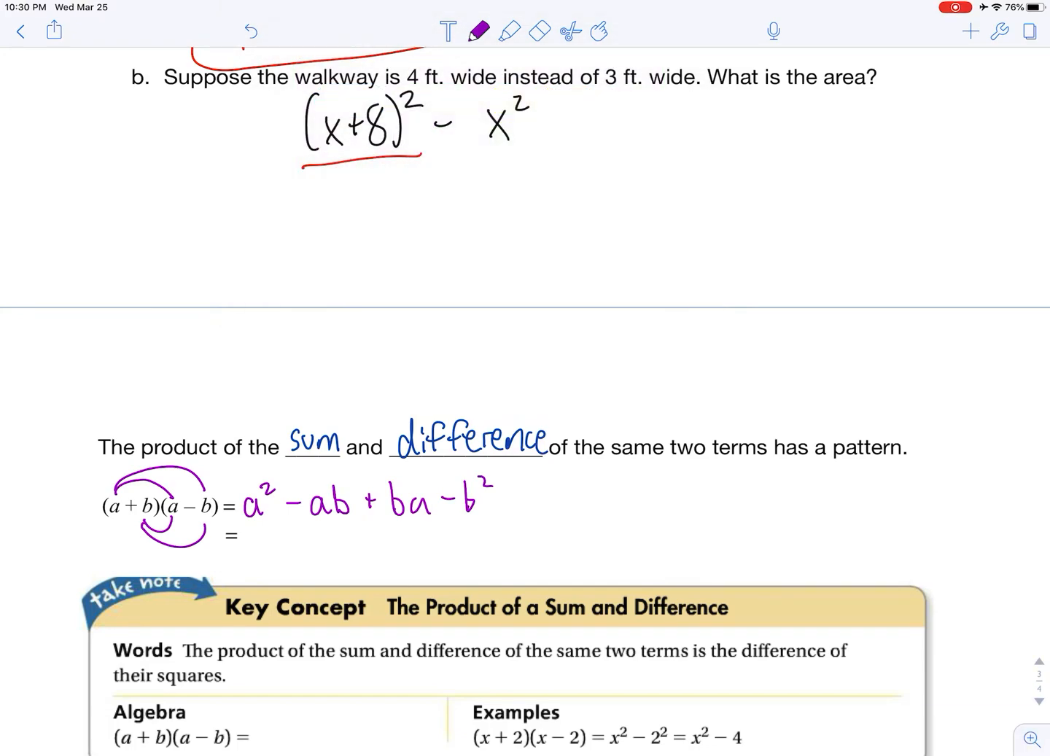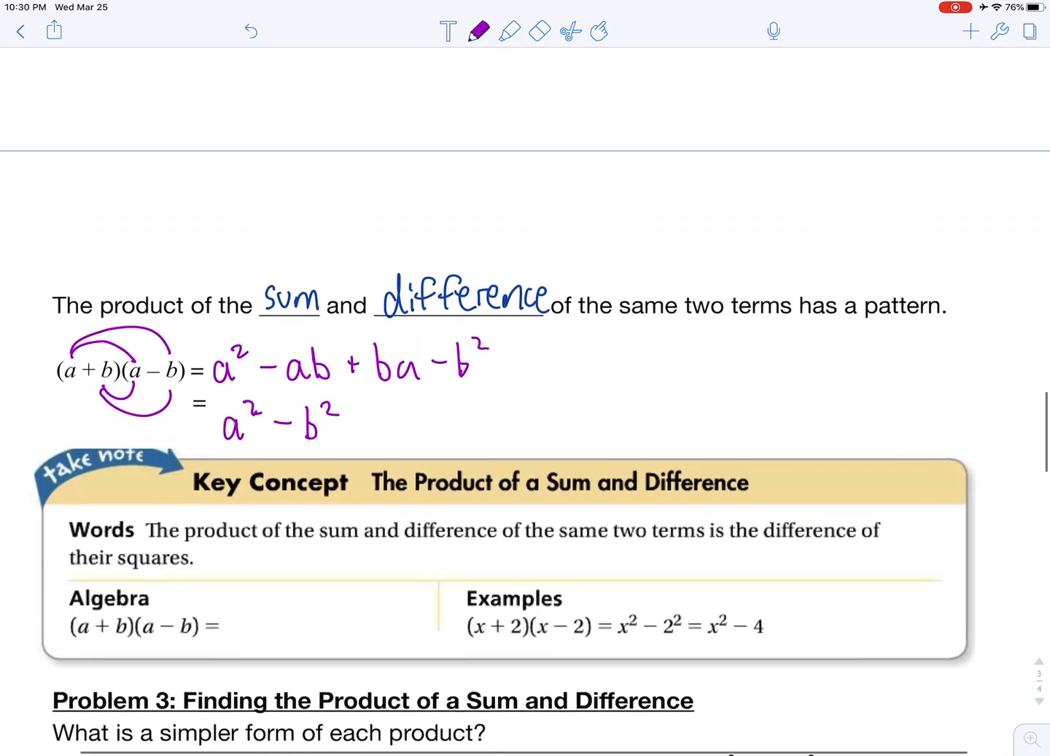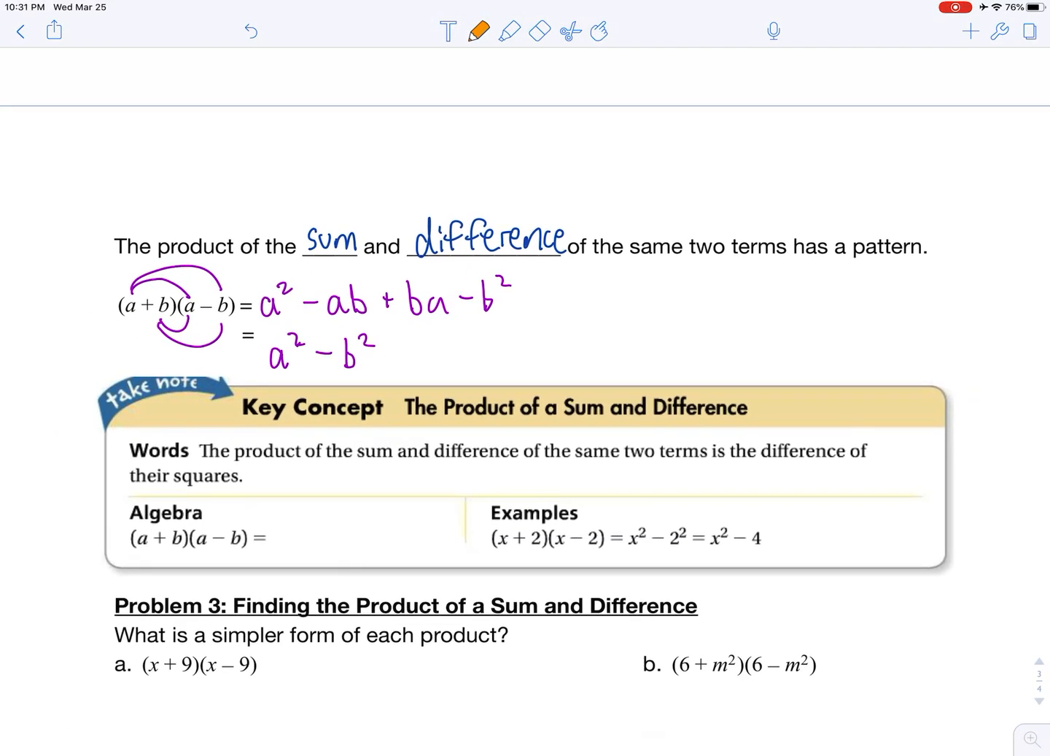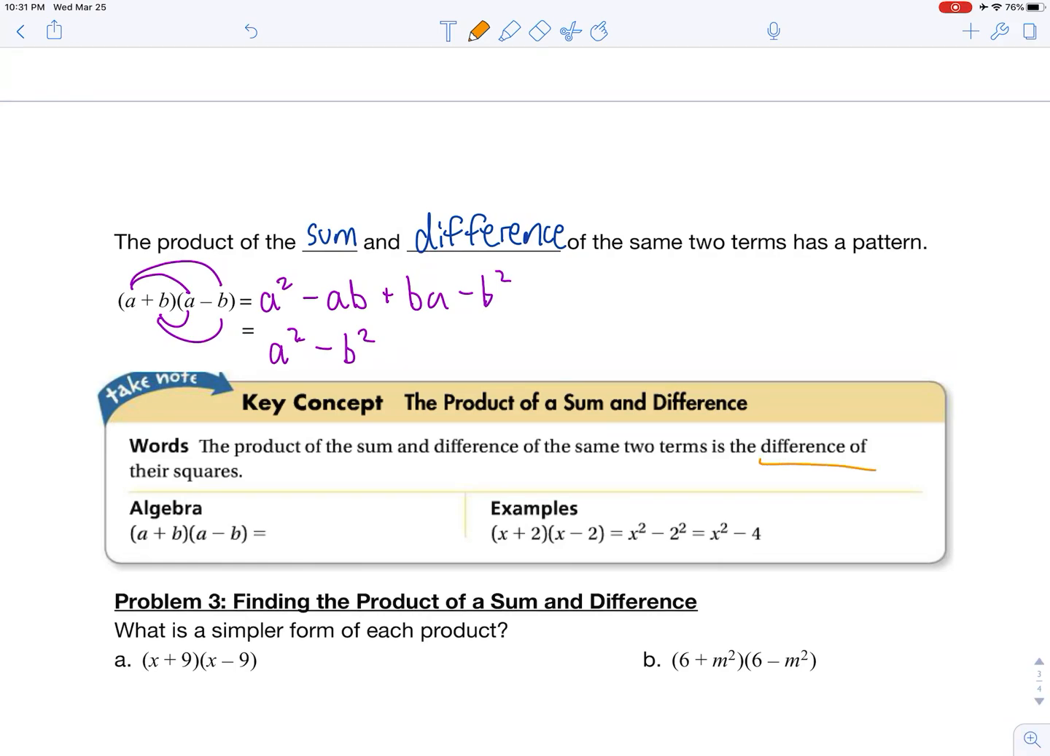If I notice a minus ab and a plus ba, remember even if the order of the variables is not the same, we have the same power, we have the same variables, so those will actually cancel each other out. All we're left with in that case is just a squared minus b squared. So that's why this is actually a little bit faster shortcut if I notice this as a starting point. So the product of the sum and the difference of the same two terms, again, always going to be a shortcut. It's just going to be the difference of their squares.